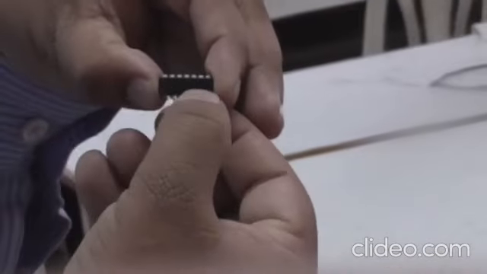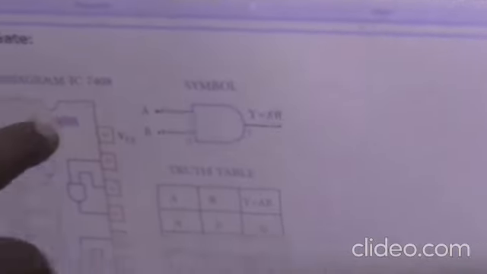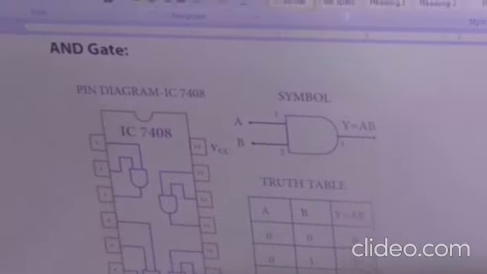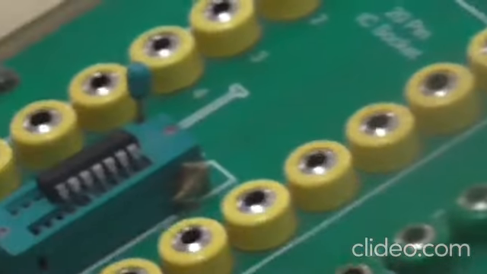IC 7408. So how do we connect this IC in this slot here? Each and every IC has an upper nibble. If you see the figure, it's like this symbol, the upper nibble. Just check this upper nibble and connect the IC in the IC slot like this.